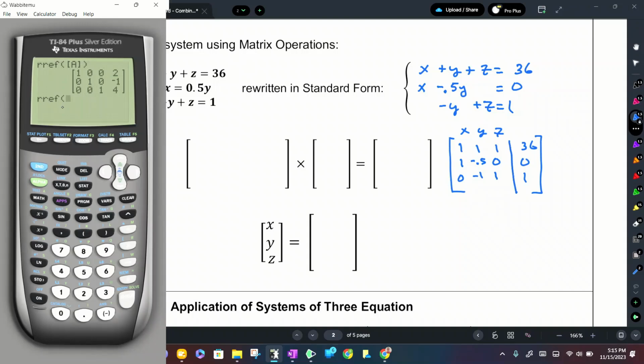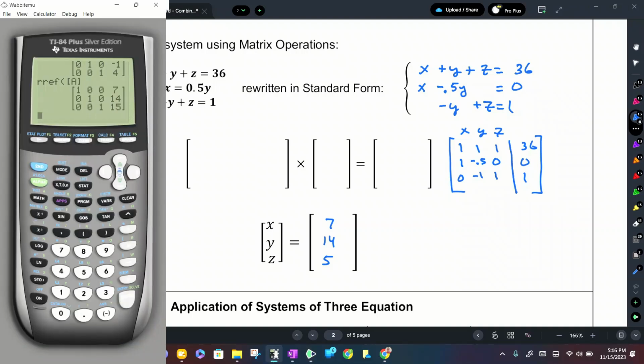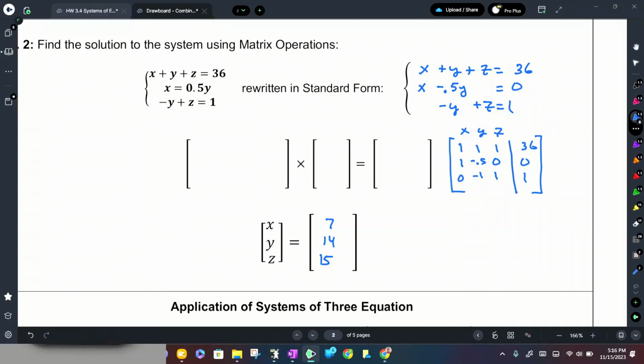And again, now we need to tell it what matrix we want to find the reduced row echelon form of. So we go second matrix. And we're already on matrix A, so I don't have to do anything. We hit enter, and it looks like our solution is 7, 14, and 15. So X is 7, Y is 14, and Z is 15. Yes, 7, 14, and 15.